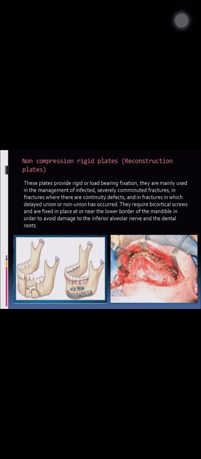They are mainly used in the management of infected, severely comminuted fractures, in fractures where there are continuity defects, and in fractures in which delayed union or non-union has occurred. They require bicortical screws and are fixed in place at or near the lower border of the mandible in order to avoid damage to the inferior alveolar nerve and the dental roots.